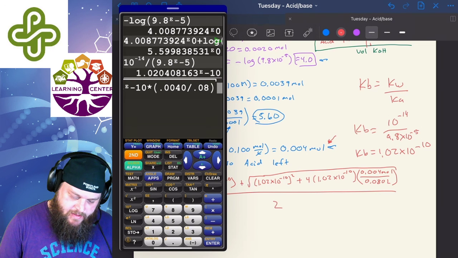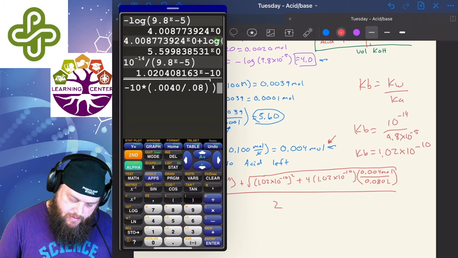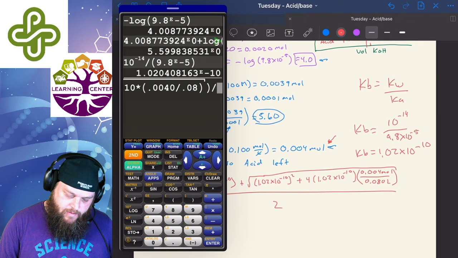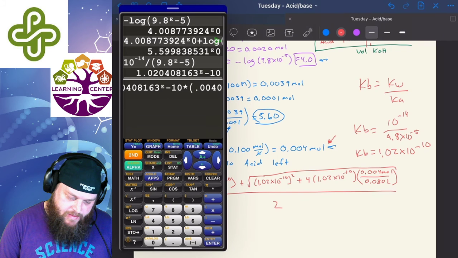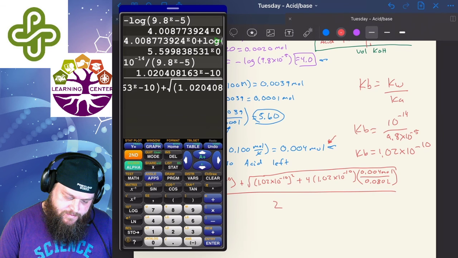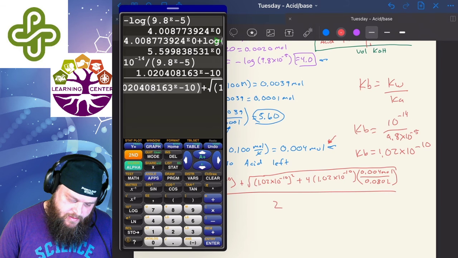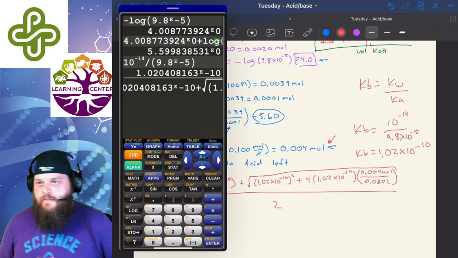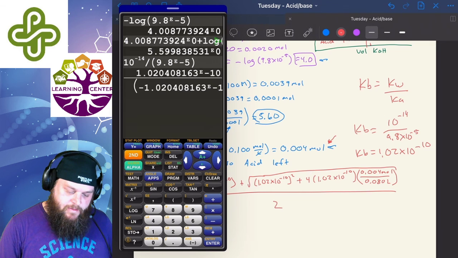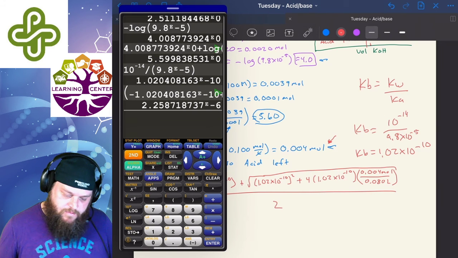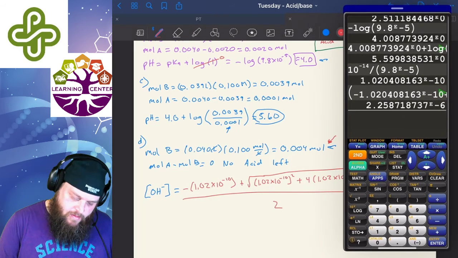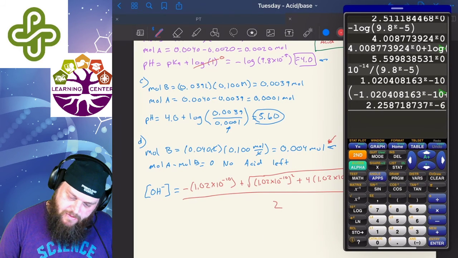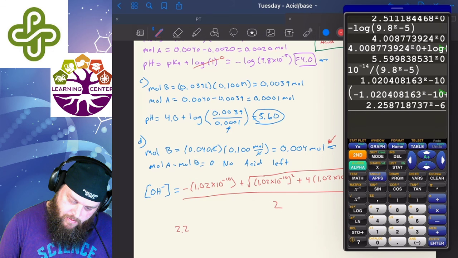Close my parenthesis and close another parenthesis for my numerator. Divide it all by 2. I get a syntax error because I left something out. What did I leave out? This did not need a parenthesis. That initial parenthesis was for my whole numerator. There we go. This is all going to be equal to an OH minus concentration of 2.26 times 10 to the negative 6.